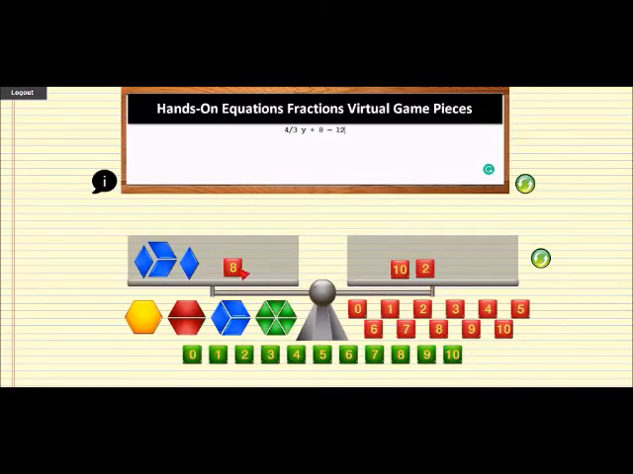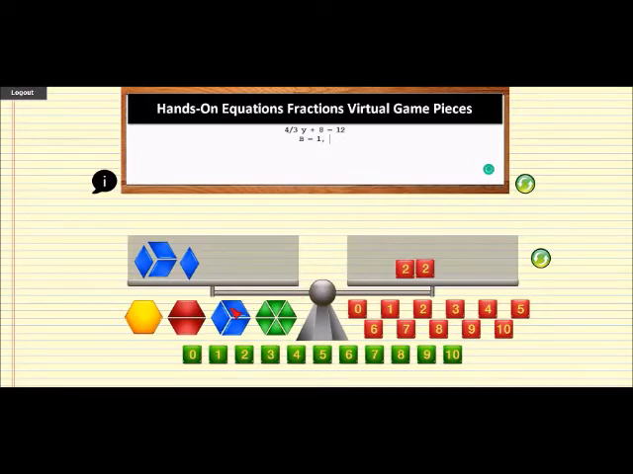Let's take away an 8 value from this side. Let's take away an 8 value from the 10. The 10 becomes a 2. We now have 4 blue blocks that have the value of 4. That means that each blue block is 1. So let's write B, the blue block, is equal to 1.